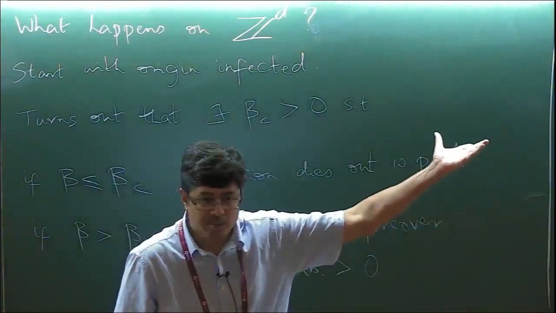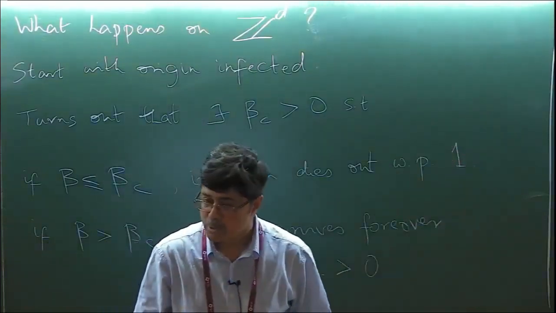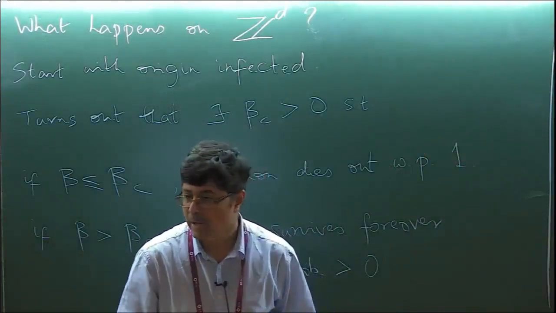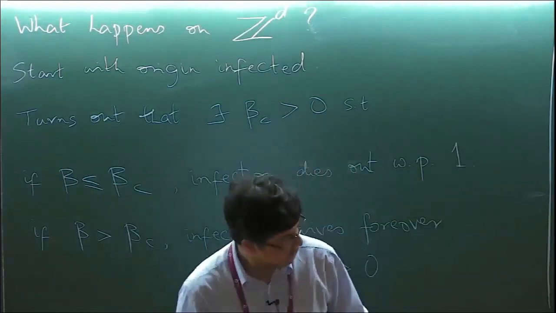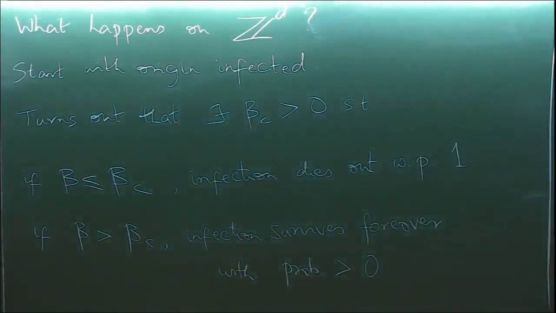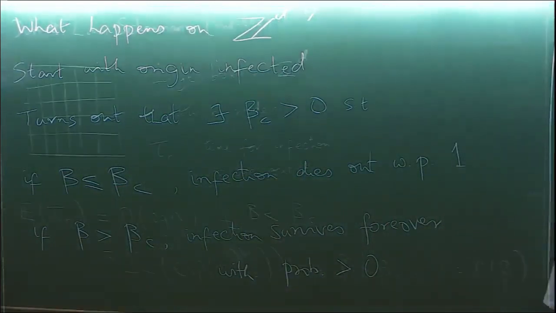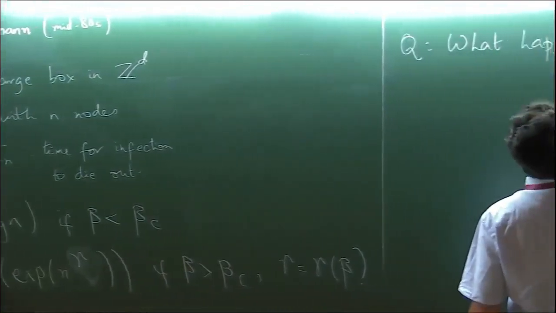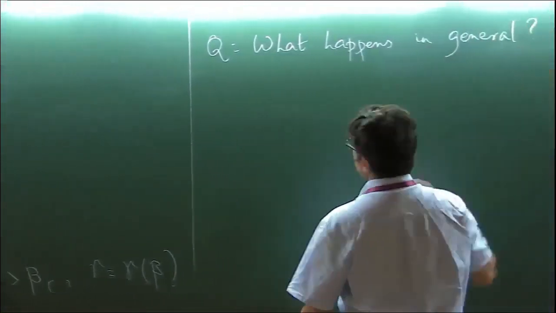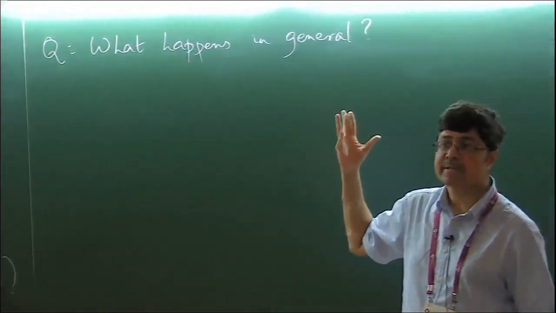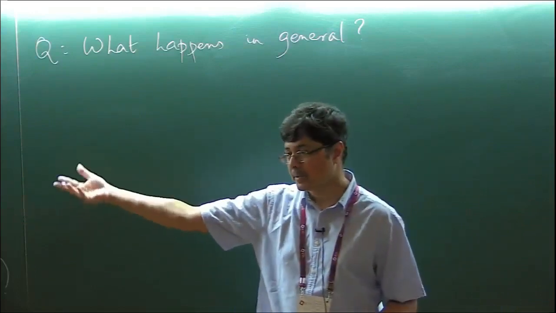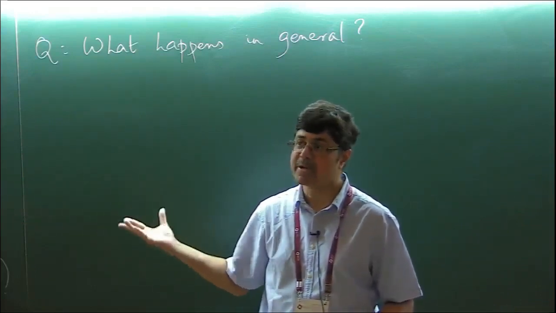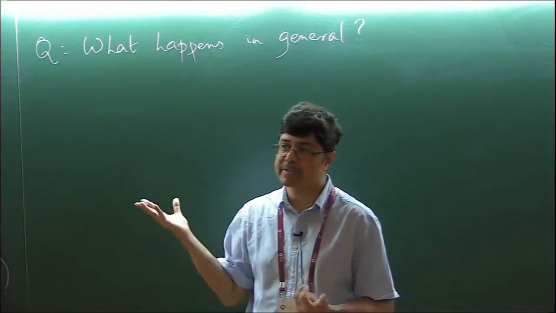Okay, so this is what happens on the lattice, and the question we want to ask is, does something similar happen for arbitrary graph sequences? Or what can we say for more general graphs? So the question is, what happens in general? The way we are going to try and address this is by giving upper and lower bounds on this epidemic lifetime for arbitrary graphs and seeing for what sequences they might match up.